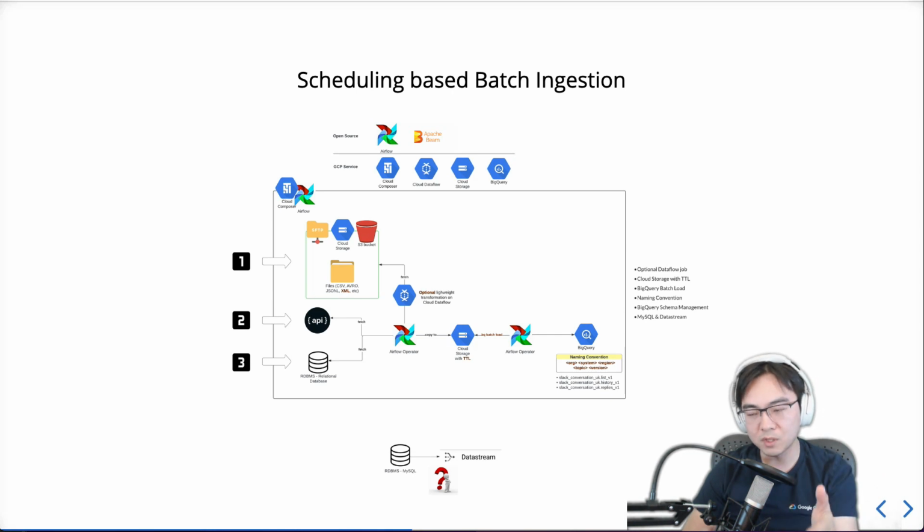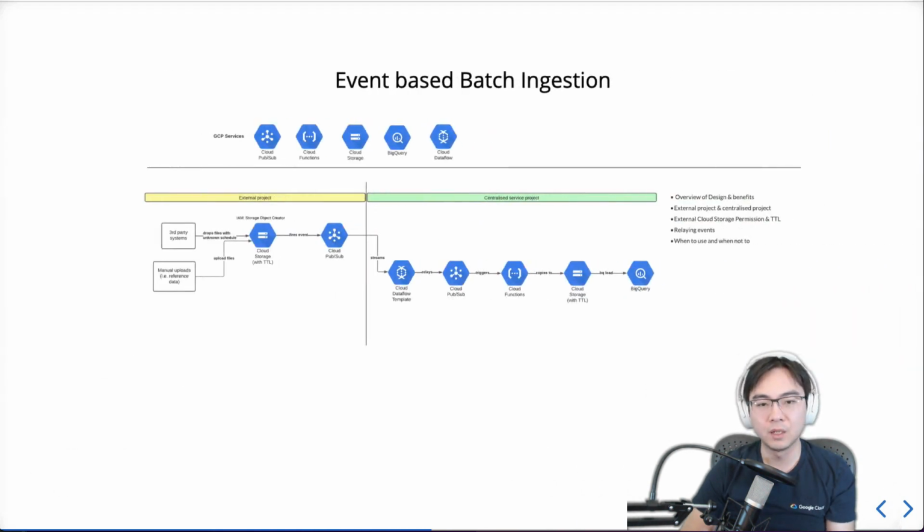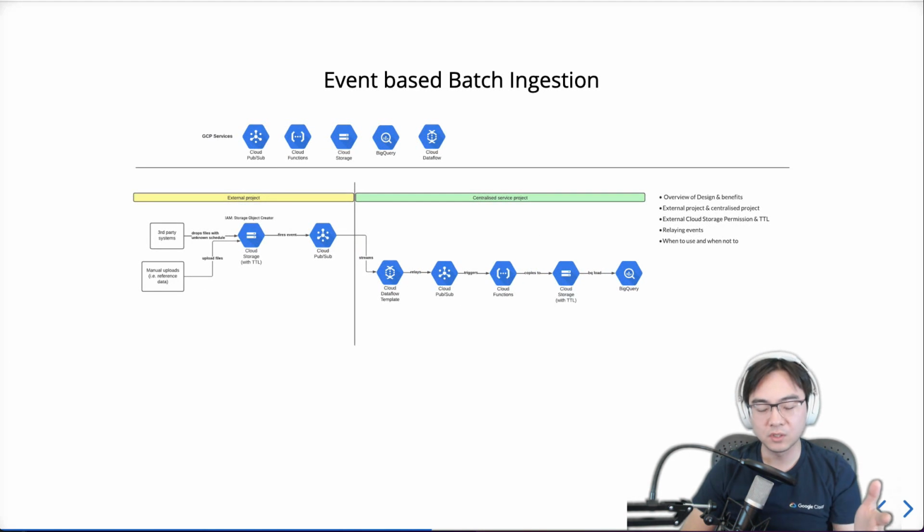Datastream is actually a product in GA now and a lot more powerful compared to what it was before. So if you have a relational database service, instead of just looking at scheduling based batch ingestion, you can also look at Google built-in products such as Datastream to get the event logs in near real time into your targets such as BigQuery. The event-based ingestion is a very different way to think about the ingestion problem.